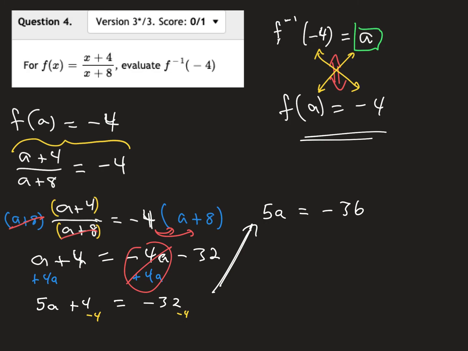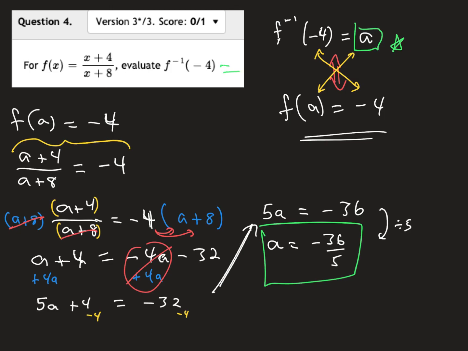And my last step would be to divide both sides by 5. And so I'll have A equals negative 36 over 5. So that's my value of A. Remember, that was the original question, right? The f inverse of negative 4 is equal to A, but A is equal to negative 36 fifths. So my final answer is minus 36 over 5.